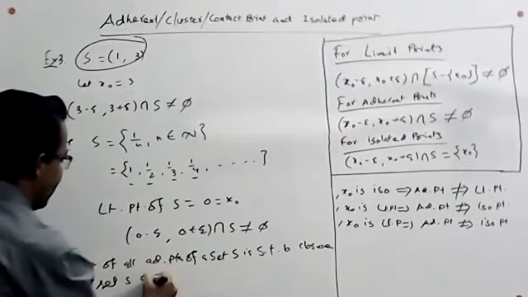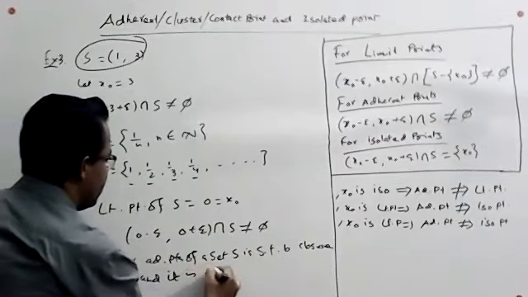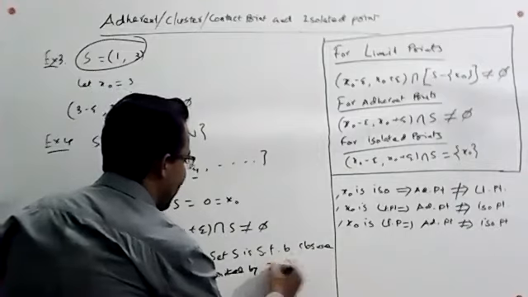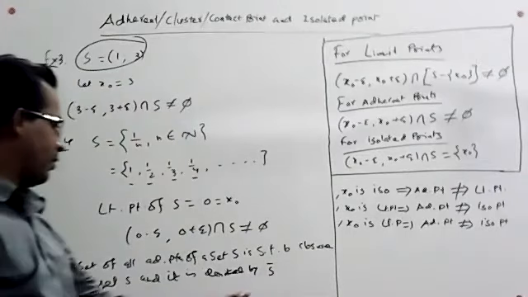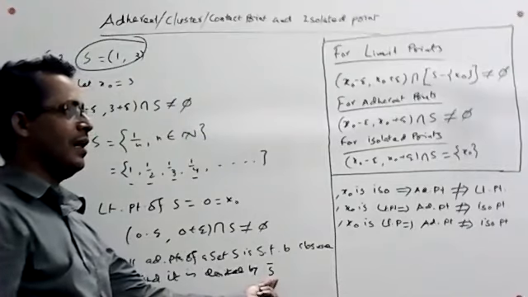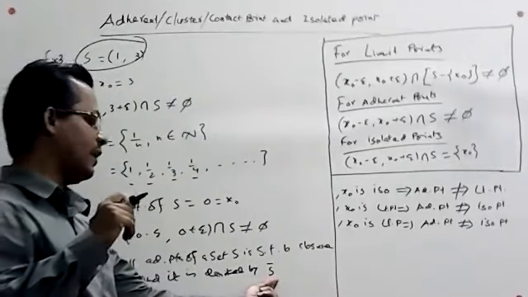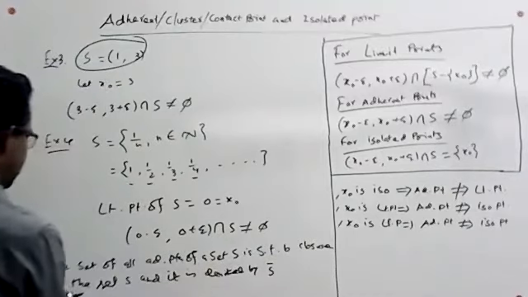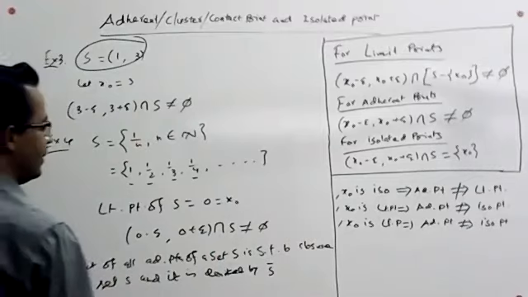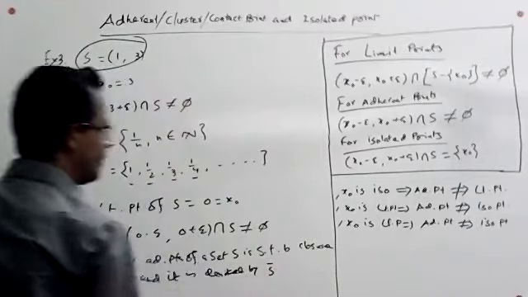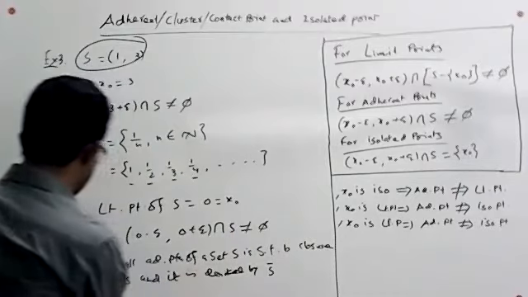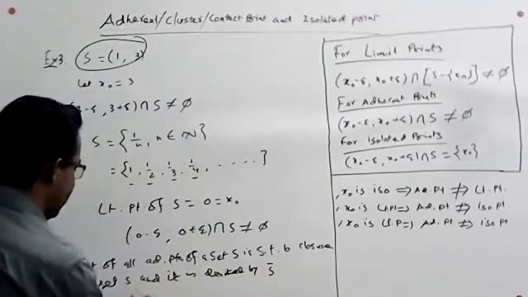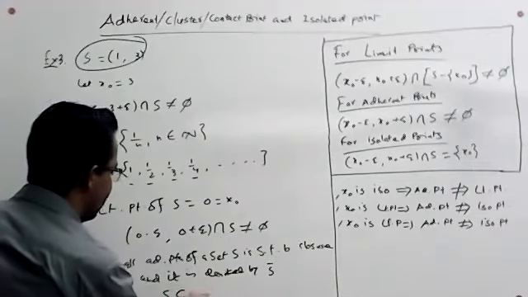The set of all adherent points of a set S is said to be the closure of the set S, and it is denoted by S bar. S bar contains S completely, and it contains other extra points. So we can say that the closure of the set S is S bar, which contains S. Therefore, S is a subset of S bar.